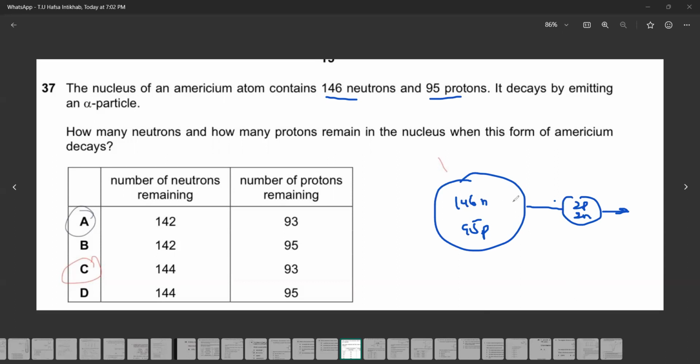146 minus 2, because two neutrons are lost. So 146 minus 2 is 144 neutrons, and 95 minus 2 is 93 protons. So C will be the right answer. Is it clear?